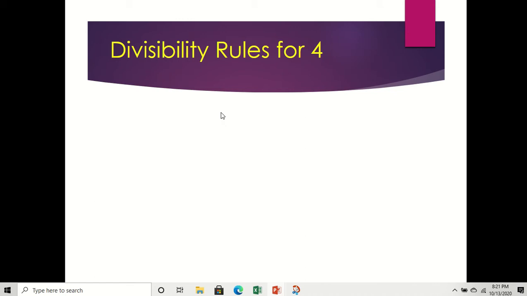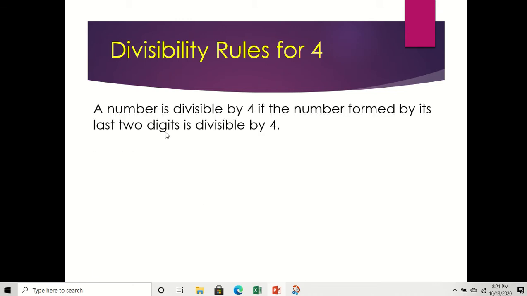It has two rules. First, a number is divisible by 4 if the number formed by its last two digits is divisible by 4. Example, we have 548. The last two digits is 48. 48 divided by 4 equals 12. There is no remainder. So it means 548 is divisible by 4.